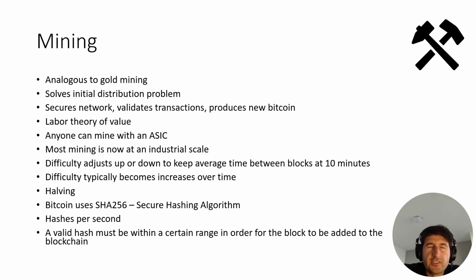It regulates the issuance of Bitcoin. So the difficulty can go up or down based on the amount of people that are mining and their mining power cumulatively, and it typically increases over time.